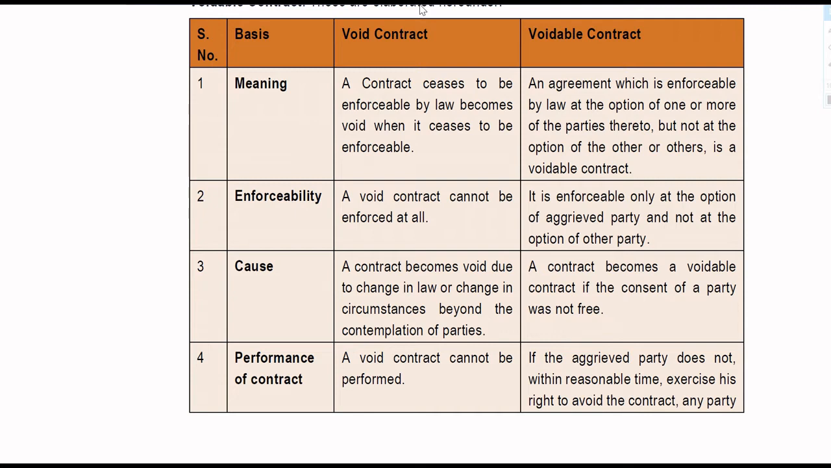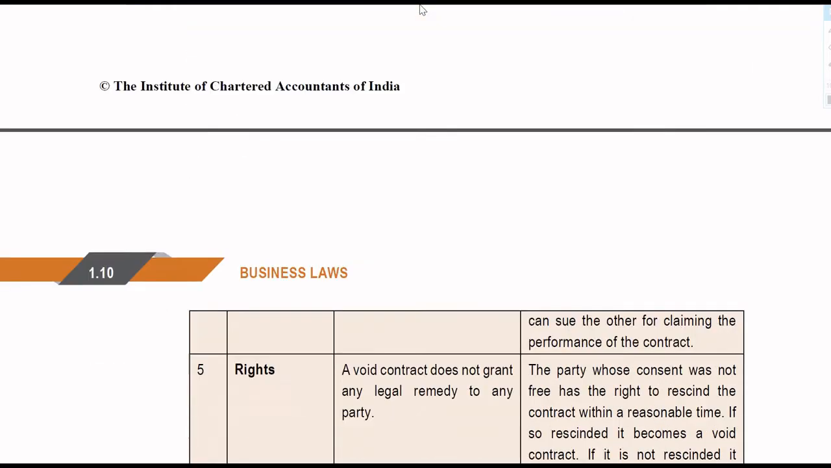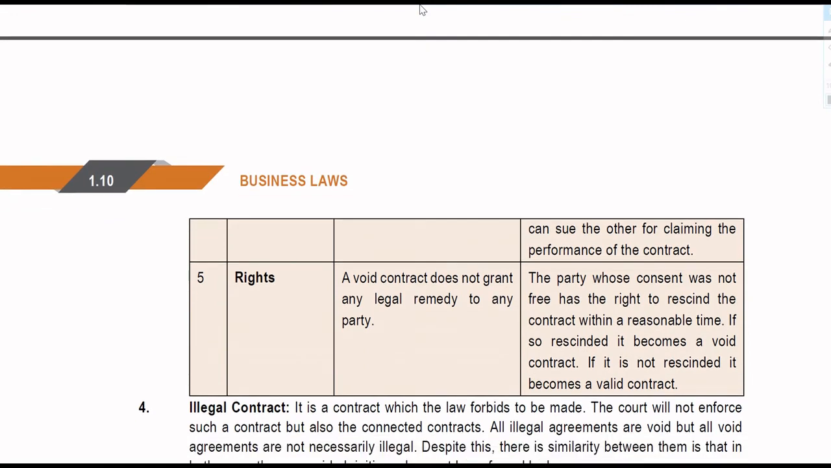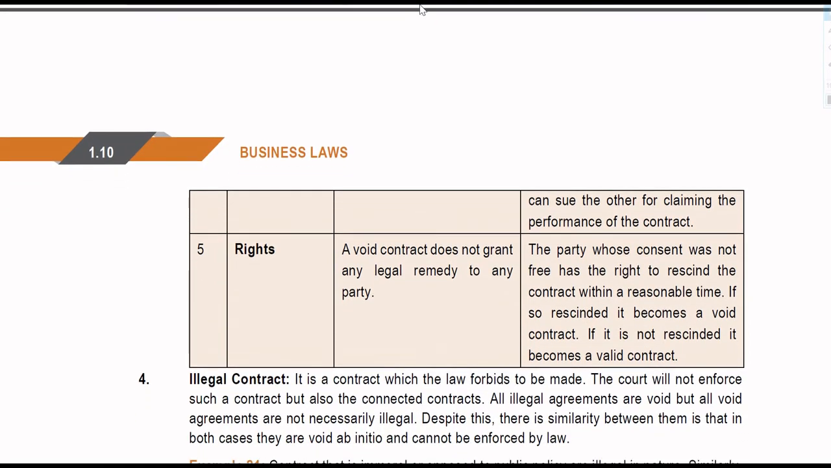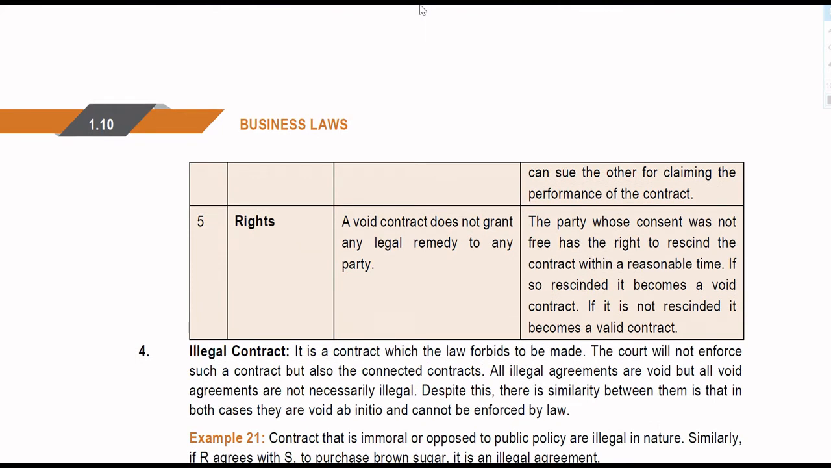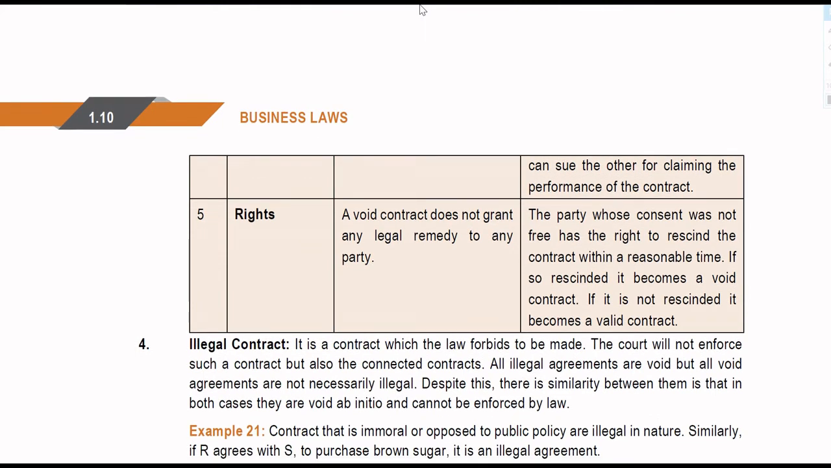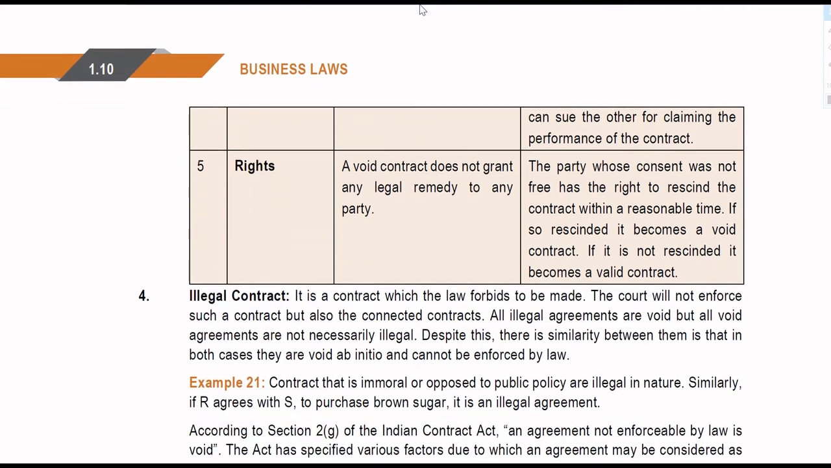Performance of contract. A void contract cannot be performed. A voidable contract can be performed if the aggrieved party does not, within a reasonable time, exercise his right to avoid the contract. Any party can sue the other for claiming performance of the contract rights. A void contract does not grant any legal remedy to any party. The party whose consent was not free has the right to rescind the contract within a reasonable time. If so rescinded, it becomes a void contract. If it is not rescinded, it becomes a valid contract.